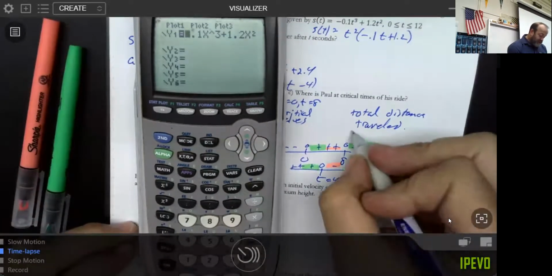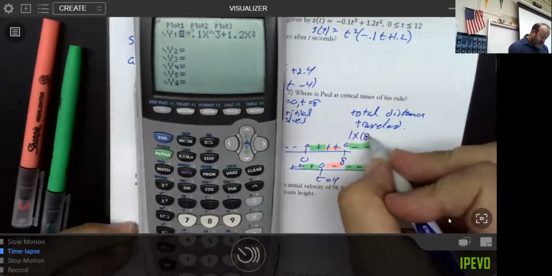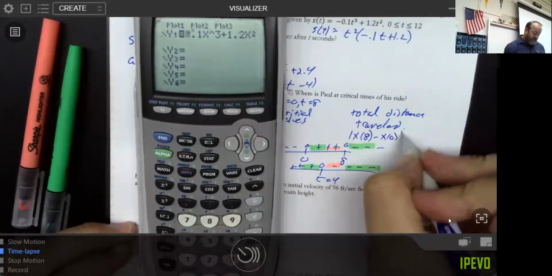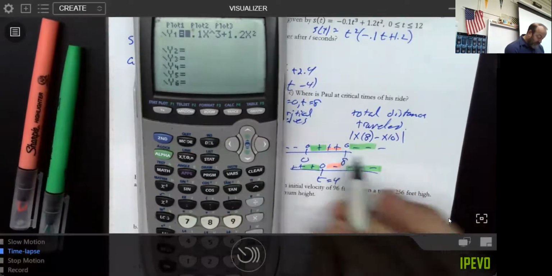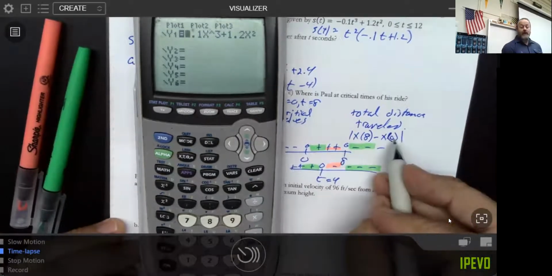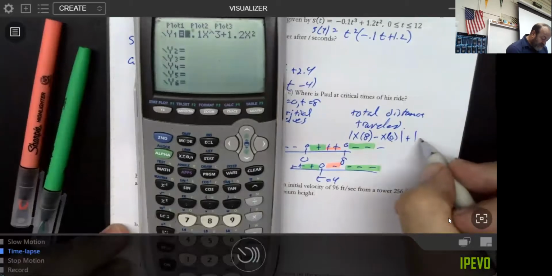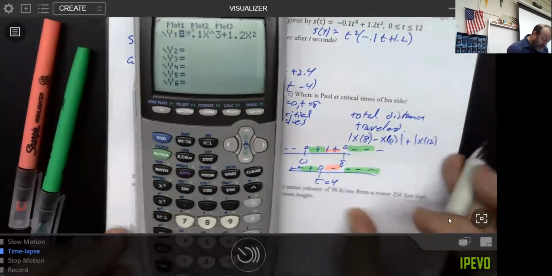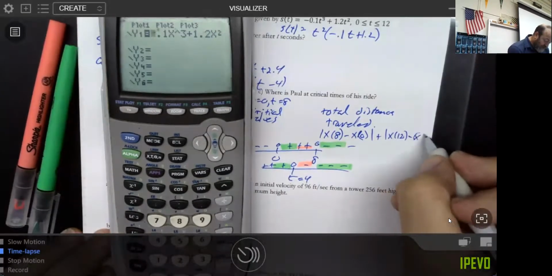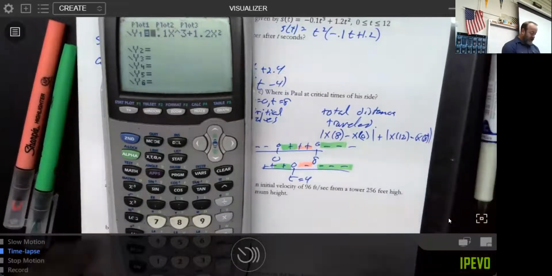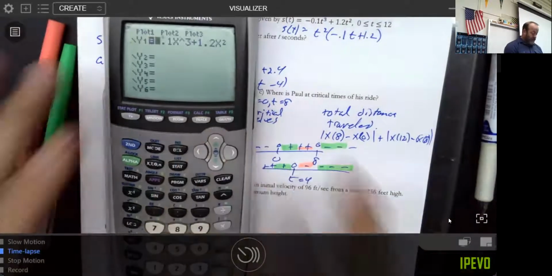I'm going to find the displacement from 8 back to 0. In other words, how far forward did it go? Notice that I put an absolute value on it because displacement can be positive or it could be negative. But when we would talk about total distance traveled, we just want the absolute value of that. And then I'm going to find out what happened from 12 to 8. And again, throw absolute value on that. So notice that I put my equation in there.